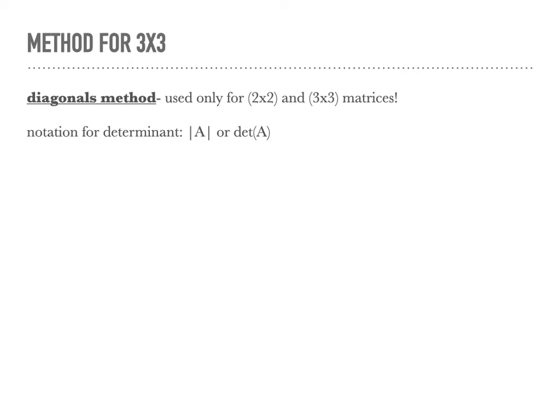Now this one might seem a little bit complicated, but just know that the same idea goes for this one. So what we're going to do here is, let's say we have this matrix B, which is a 3x3 matrix. And all we have to do to actually use the diagonals method is just copy over the first two columns of matrix B. And after that, we just simply multiply by the diagonals. So first we look at these diagonals, which are in green, and then we look at the diagonals that are going from right to left, and that's in the red.